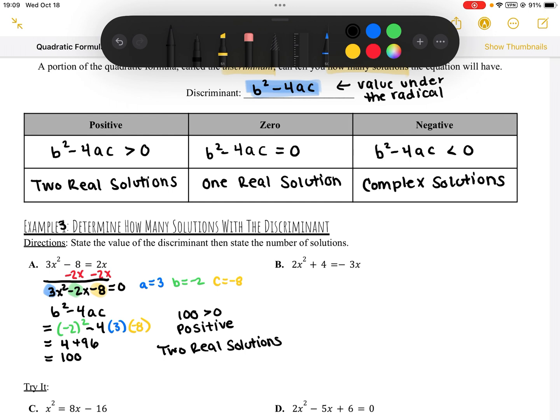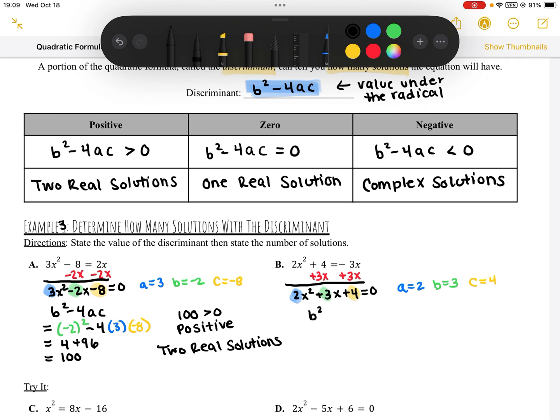For b, I have 2x squared plus 4 equals negative 3x. I need to get it in standard form first, so I'm going to add 3x to both sides. So I'm going to get 2x squared plus 3x plus 4 equals 0. My a is 2, b is 3, and c is 4.